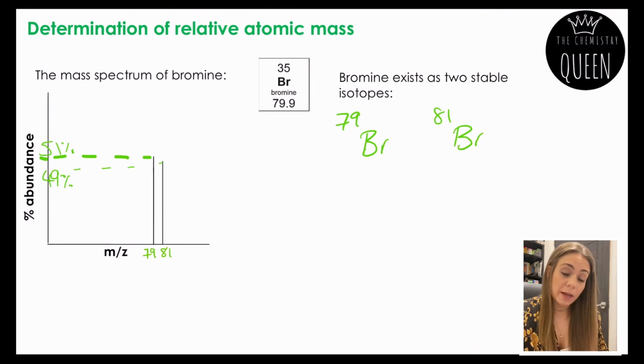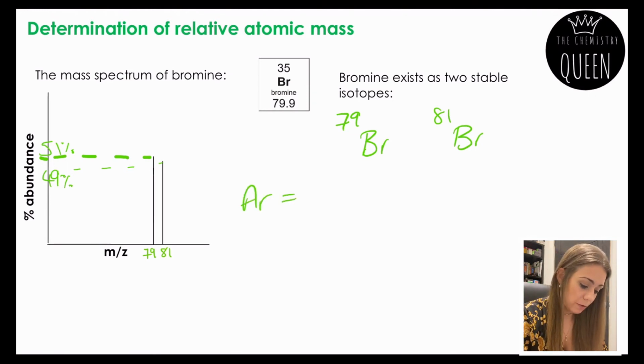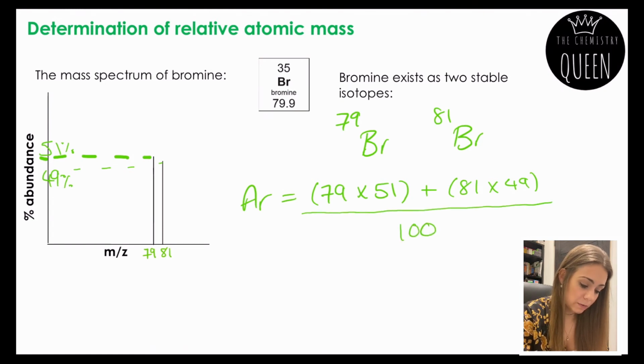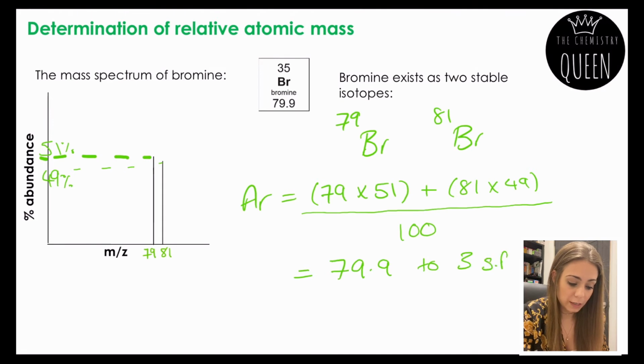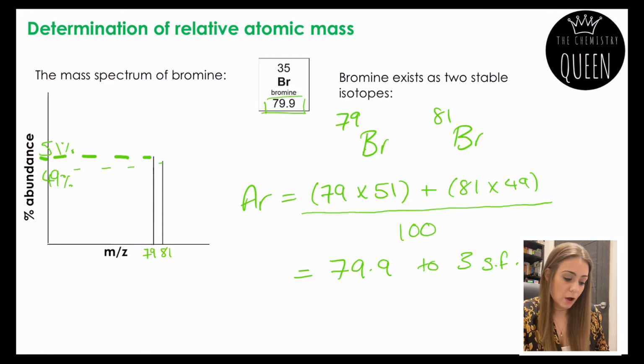So now we can carry out the calculation to work out the relative atomic mass of bromine. We've got the percentage abundances and we've got the masses of the isotopes. So to work out the relative atomic mass of bromine, you take the mass of the isotope times by its percentage abundance, add to that the mass of the other isotope times by its percentage abundance, divide it all by the total abundance, which again is 100%, and you should get an answer of 79.9 to 3 significant figures. And if you look in the periodic table, you can see that bromine does have a relative atomic mass of 79.9.